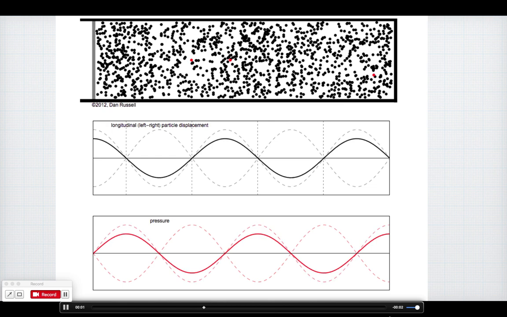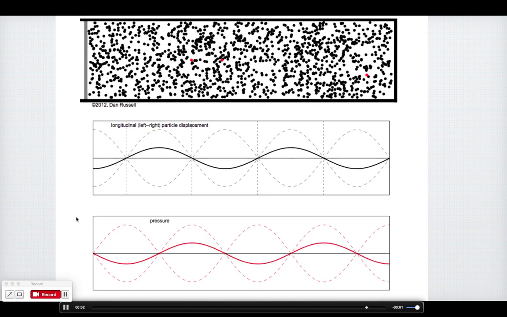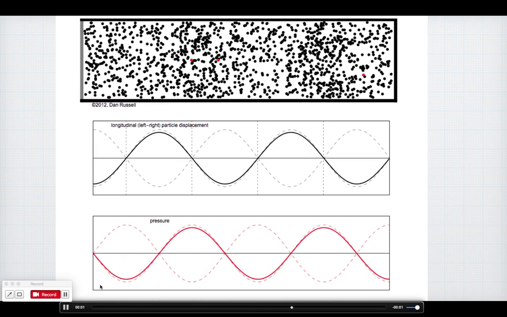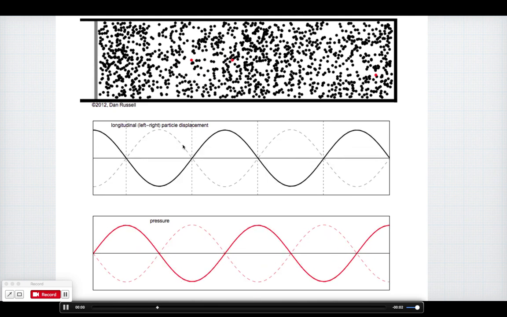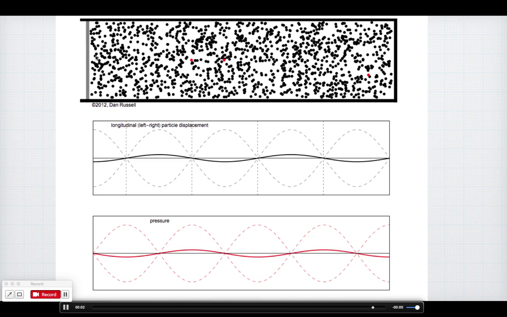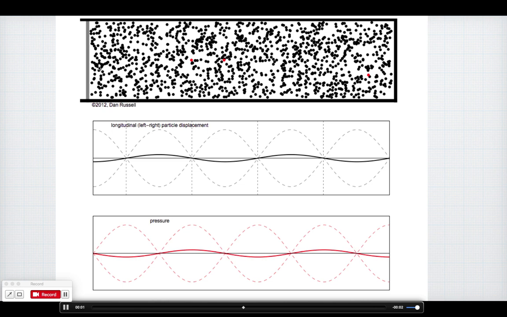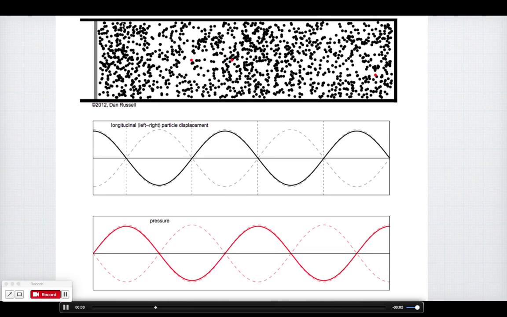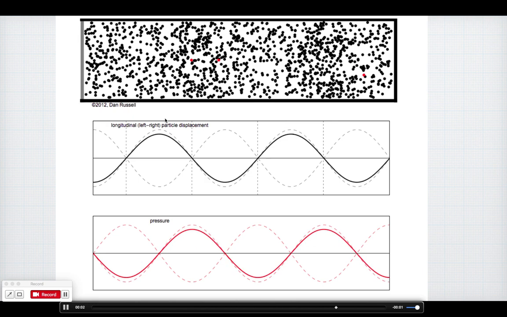Now, this is the way that the book presents the information, as pressure. I'll go ahead and tell you that the AP exam uses the displacement, the motion of the particles. When does it have the most motion? Well, this has more motion than right here. Notice these aren't moving, so they call that a node. They call the areas that move a lot the antinode.